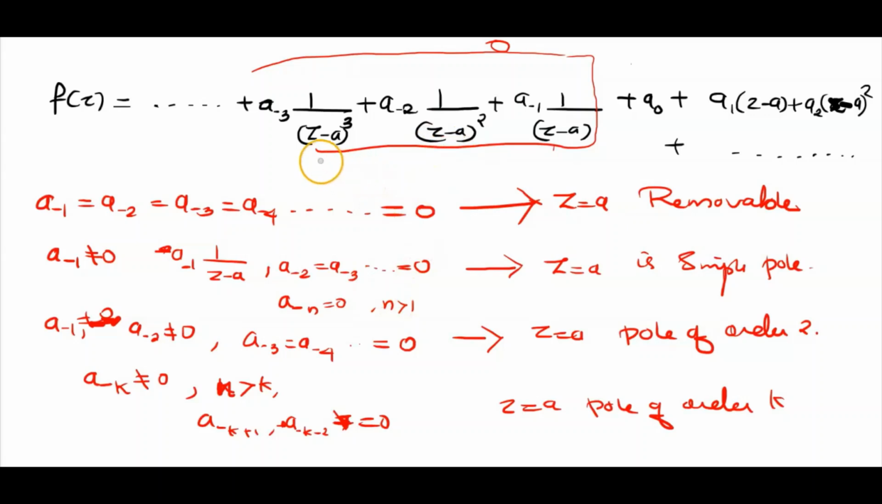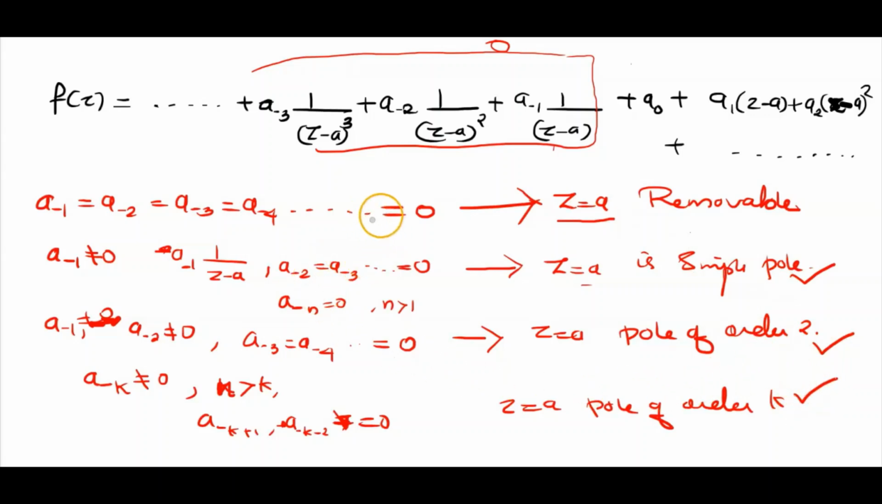That means depending on the negative powers of z minus a, we can find the nature of the singularity z equal to a. If it has no negative powers, then z equal to a is removable. If it has one negative term, this is a pole of order 1. And two negative terms, that means z minus a power minus 1 and z minus a power minus 2, that is a pole of order 2. And up to k is a pole of order k.